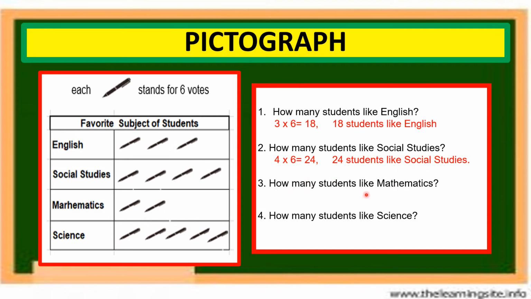How many students like mathematics? 2. 2 times 6 is 12. 12 students like mathematics. How many students like science? 1, 2, 3, 4, 5. 5 times 6 is 30. 30 students like science.